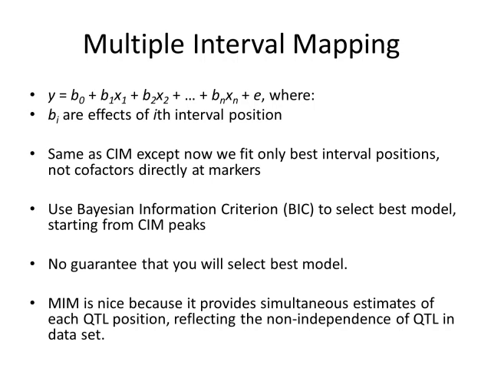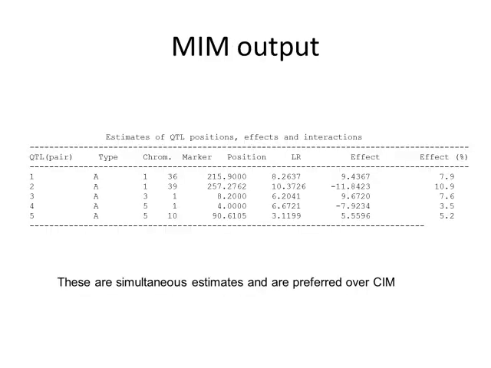So multiple interval mapping is nice because the end result of this is we get the simultaneous estimates of each QTL position reflecting the non-independence of QTL in each data set. And in our example here, after doing multiple interval mapping, on chromosome 1 you can see we've now fit two QTL. One is at position 215.9 and the other is at 257.3. And the effects are similar to what we were looking at before, but now we're not showing an output where we've identified two QTL peaks very close to each other near marker 36 or near position 215. So we've cleaned up that composite interval mapping result, and we have something that I think is substantially more reliable.